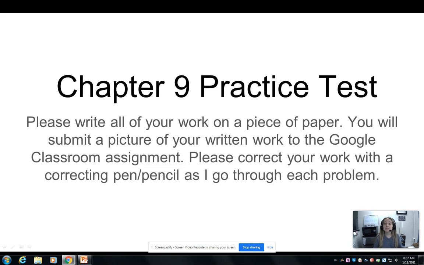And then again, please correct your work with a correcting pen or pencil as I go through each problem. So you're going to try the problem on your own, and then I'm going to go through and correct them for you. And if you got it right, great. And if you didn't, you're going to correct your work so you do have the right work for the test. Okay, let's get going.